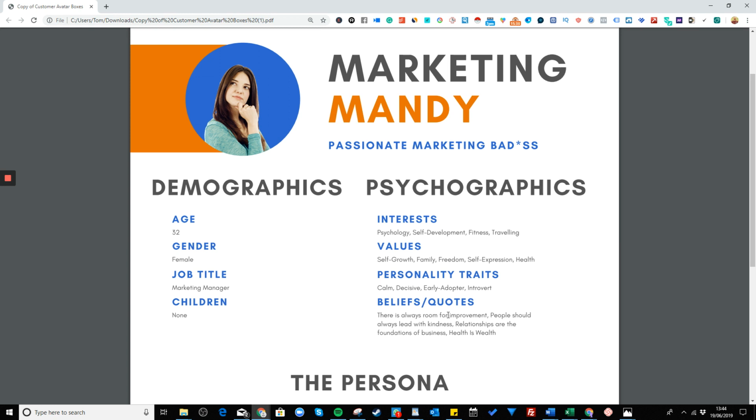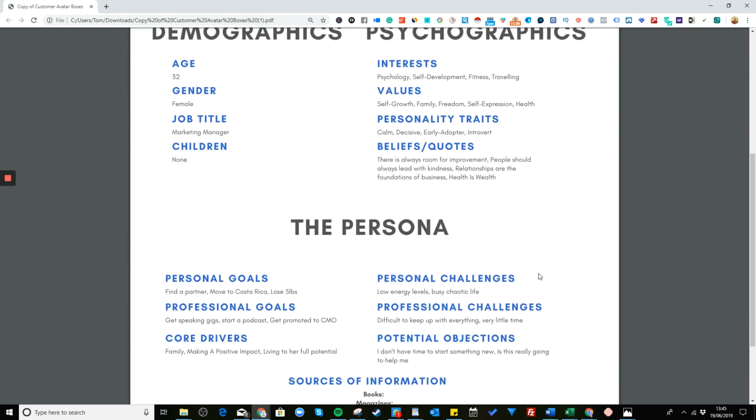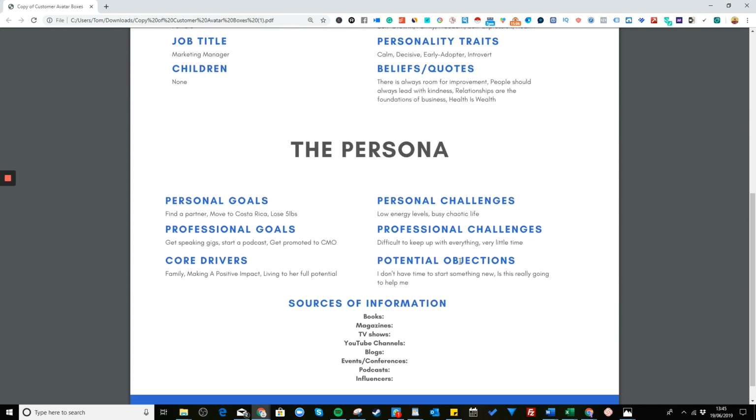People should always lead with kindness. Relationships are the foundation of business and health as well. These are all things that are very relevant to us as a brand, and you might be able to resonate with these as well. So if you have those aligned values, this can be a really powerful way of communicating in your website that you are the right company for these people, instead of trying to appeal to everyone.